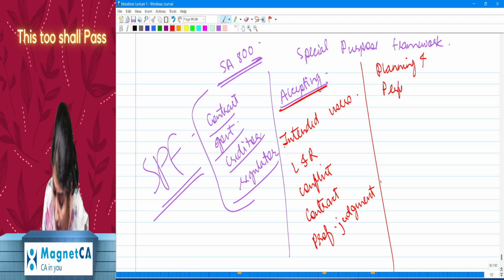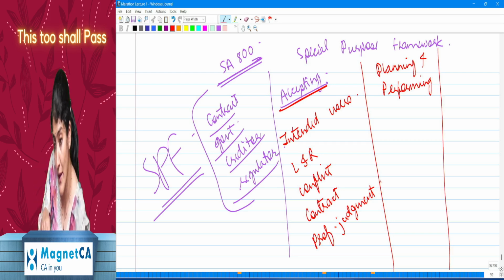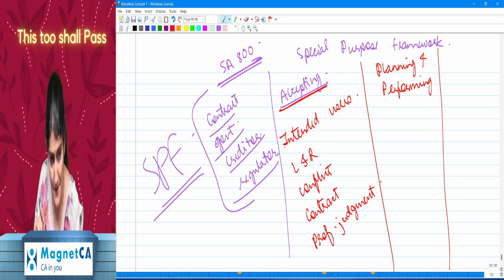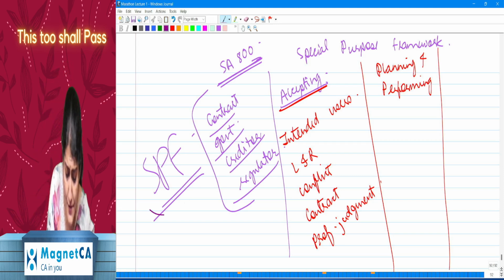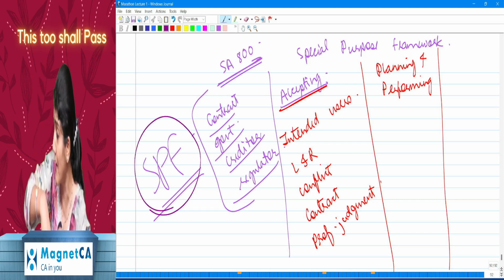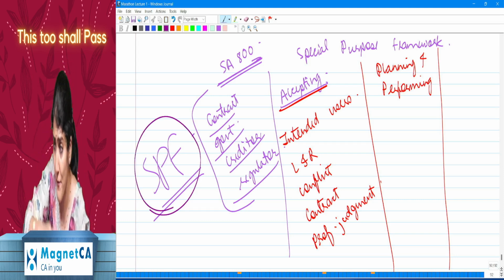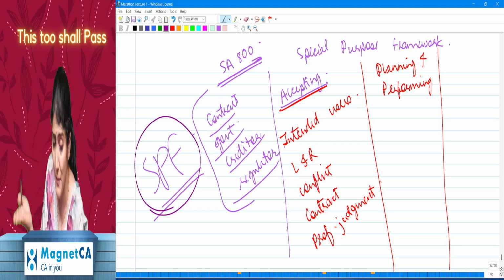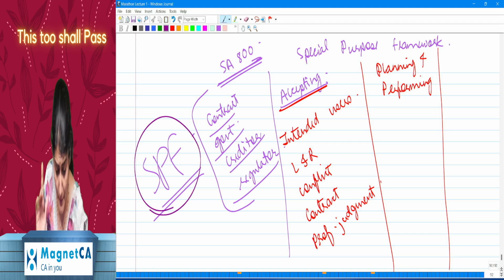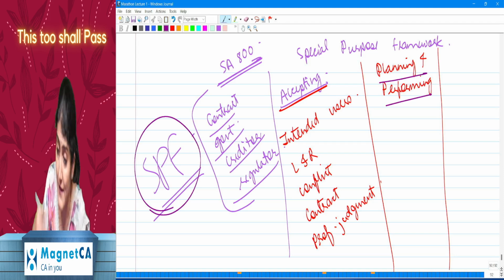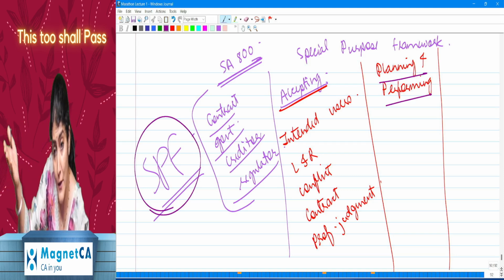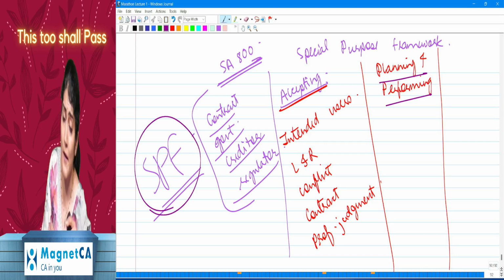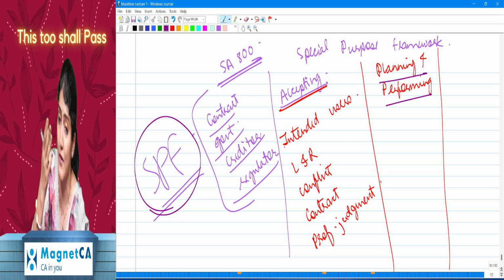Plan and perform the engagement, right? What standard are we discussing right now? SA 800. That means we are still doing an audit under the auditing standards, right? The only difference is that instead of financial statements prepared as per a general purpose framework, now the financial statements have been prepared as per a special purpose framework. So the title of SA 200 is: Overall Objectives of the Independent Auditor and the Conduct of an Audit in Accordance with the Standards on Auditing.